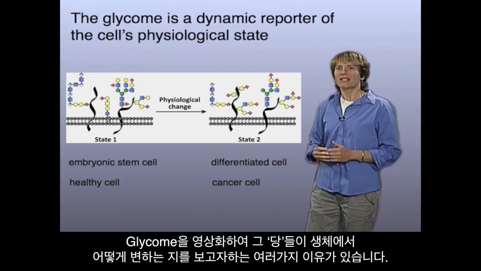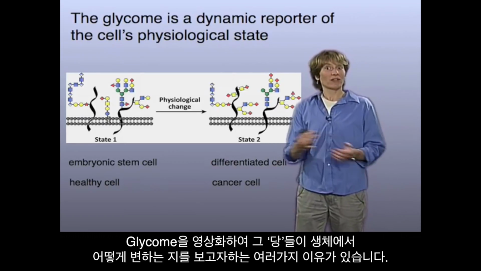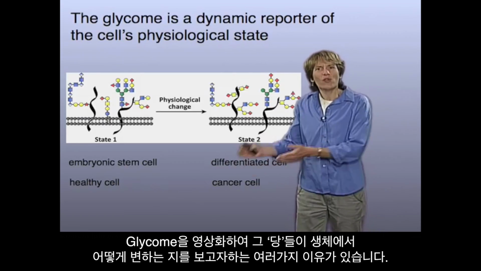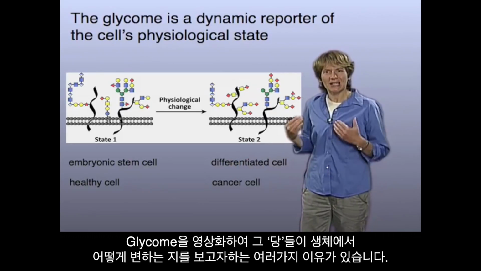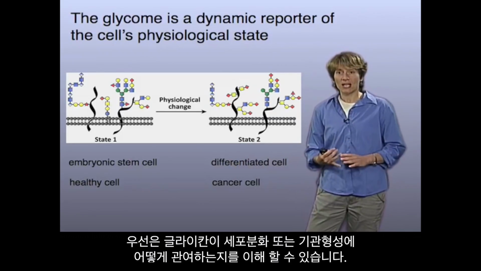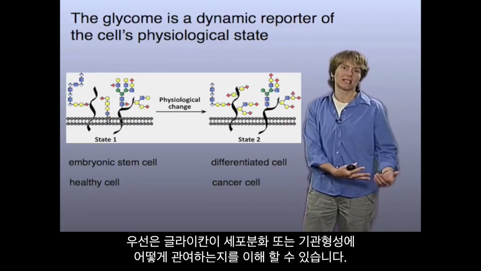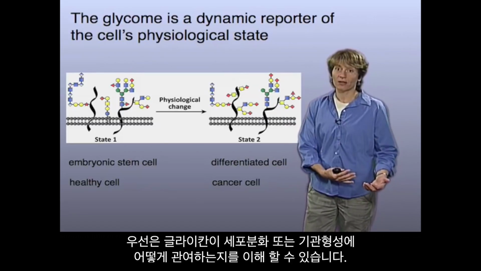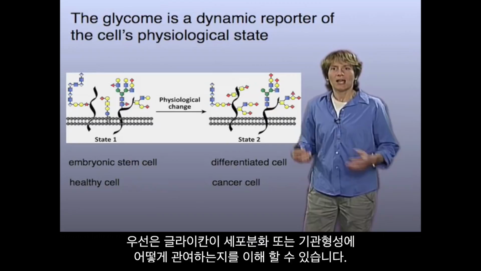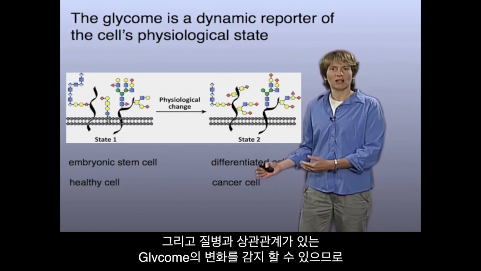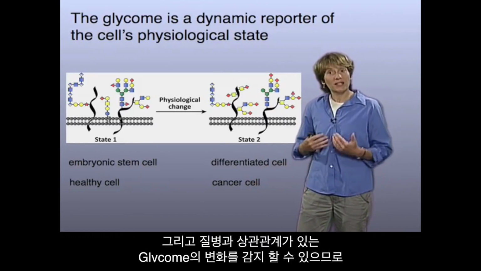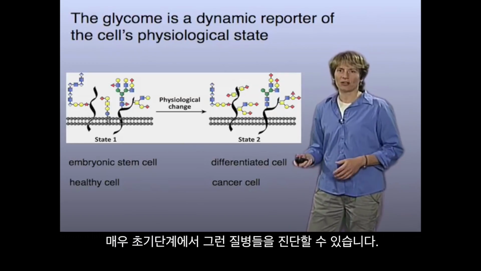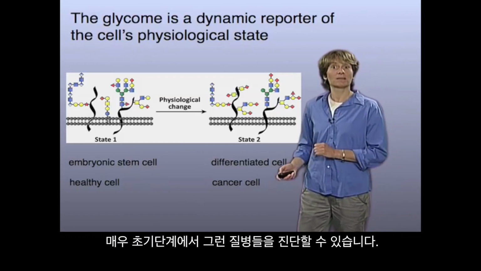So there are many reasons why one would want to image the glycome, to take a look at how those sugars are changing inside living subjects, so we can understand how do the glycans relate to differentiation of cells or to organogenesis? And can we detect changes in the glycome that correlate with disease states so that we can detect those diseases at very early stages?